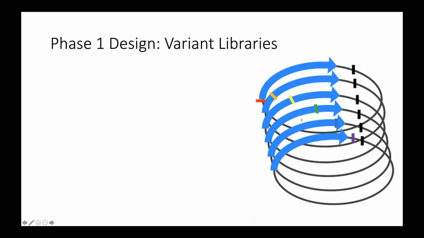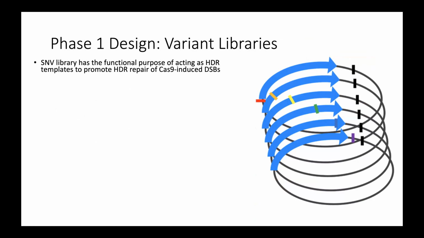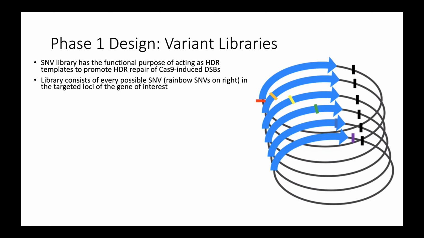Now, the guide RNAs are chosen, and then the PAM sites are also chosen. And those PAM site synonymous substitution edits are also reflected in our variant libraries. So the SNV library has this functional purpose of acting as an HDR template to promote HDR repair of the Cas9-induced double-strand breaks in our HAP1 cell line. And overall, this library consists of every possible SNV, which we're showing here as these rainbow SNVs on the right side, in the targeted loci of the gene of interest.